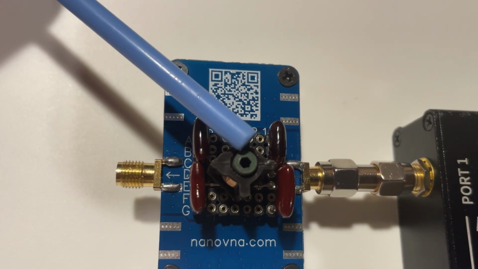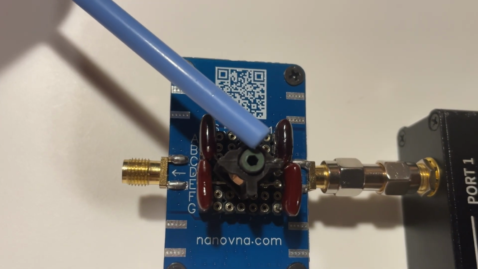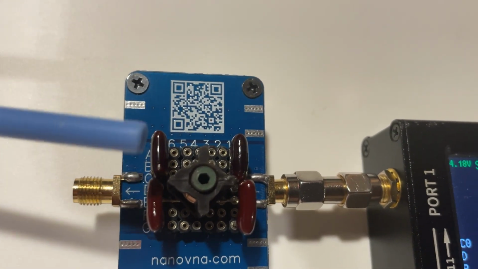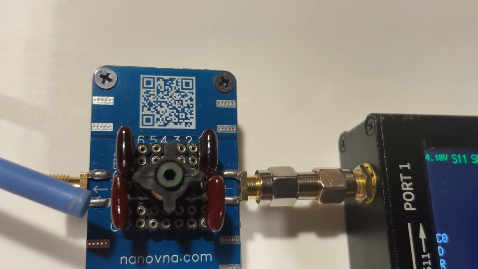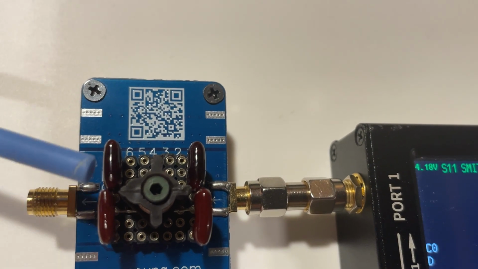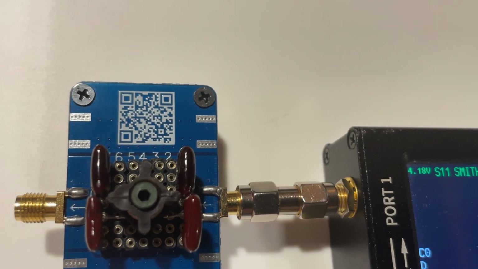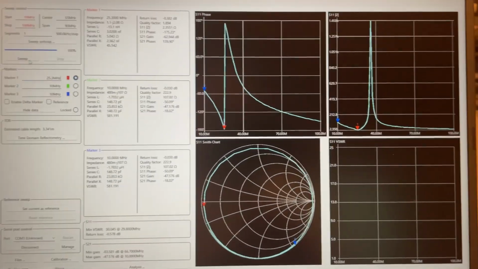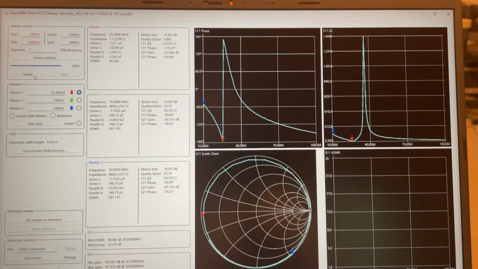And here's our 310 nanohenry inductor, and here are our 62 picofarad capacitors. Basically, I'm using a 10 picofarad and a 52 picofarad capacitor in parallel, which equals 62 picofarads total. So that's the setup. Let's take a look at this now on the NanoVNA. Incidentally, the software I'm using here is NanoVNA Saver. That's a free download online. So let's go ahead and sweep this.